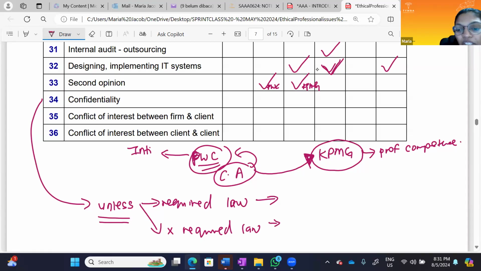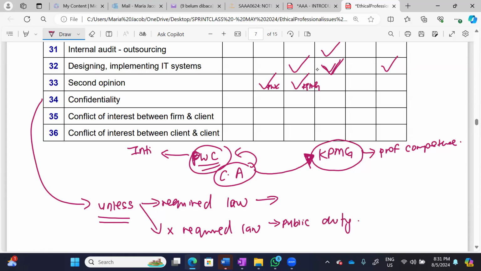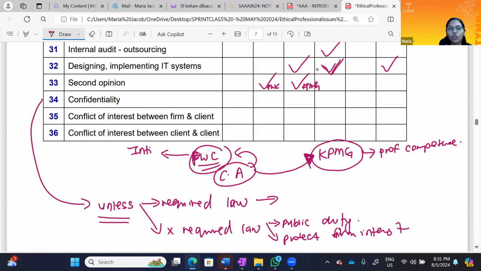Now, not required by law. It is probably your public duty, because it is going to affect the public interest, and it could be because you want to protect the firm's interest. So they went to the court case and then they want to tarnish your reputation. You can protect yourself by disclosing the information. So that is on confidentiality.